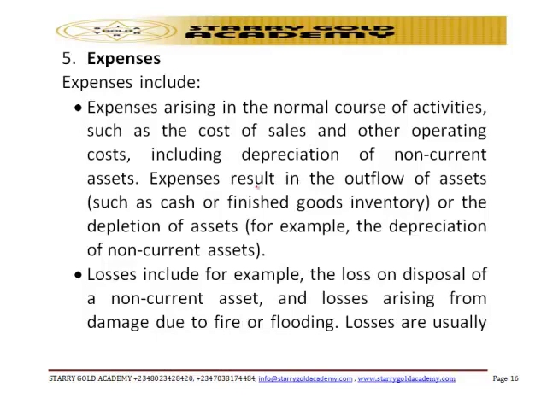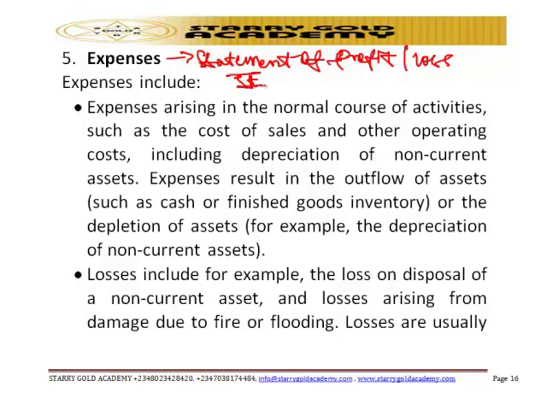Now, the last part of the elements of financial statement is expenses. This also falls under the statement of profit or loss. Sometimes they call it the income statement, depending on what the examiner wants. Expenses include expenses arising in the normal course of activities such as cost of sales and other operating costs. Do you get that now?